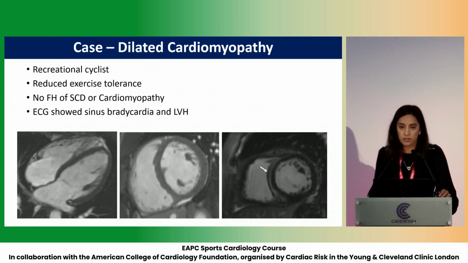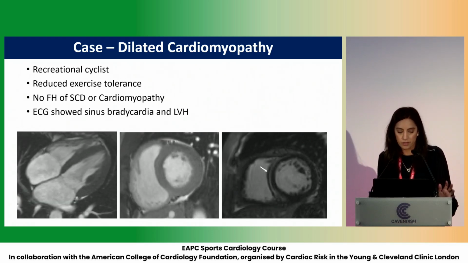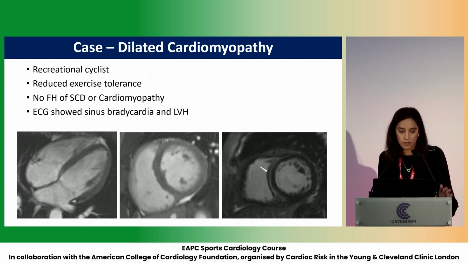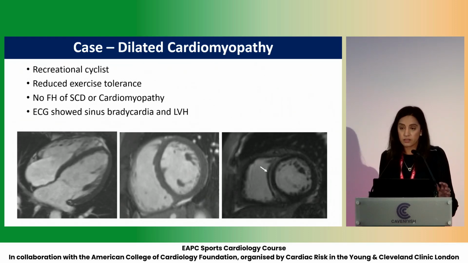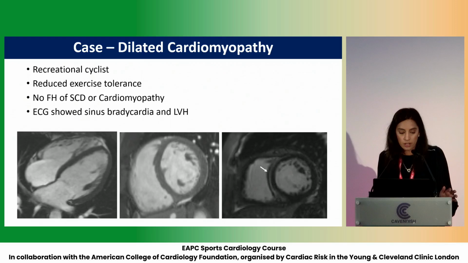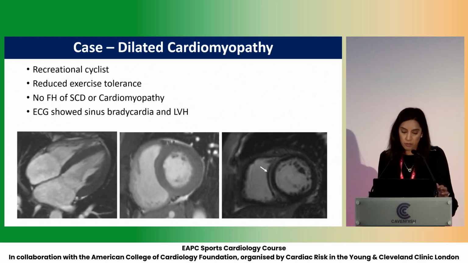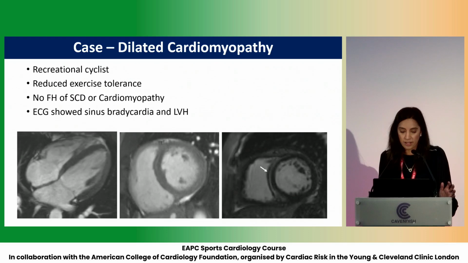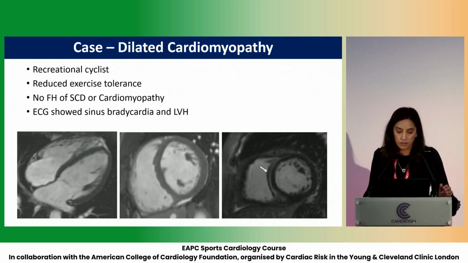Moving on to the next case. We often get referred, is this athlete's heart or dilated cardiomyopathy, in our sports cardiology services. So here's a recreational cyclist with a reduced exercise tolerance, no family history, and his ECG showed athletic changes. His left ventricle on MRI was mildly dilated and the function was mildly reduced, but look at this, on late gad, unexpectedly, he had mid-wall fibrosis in his septal wall.